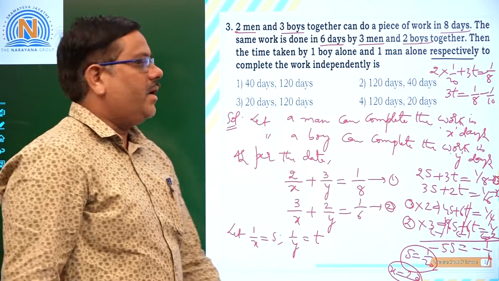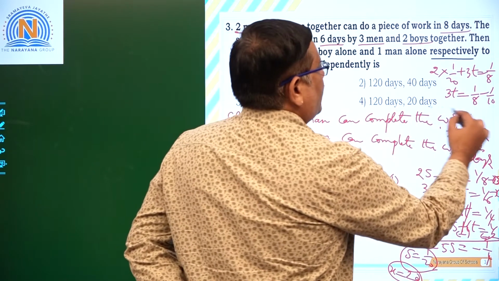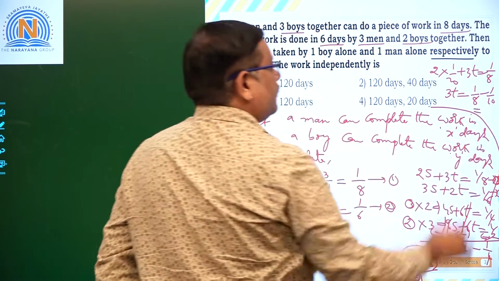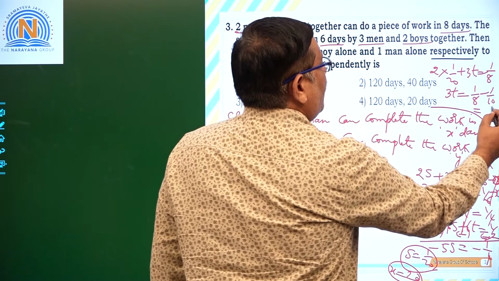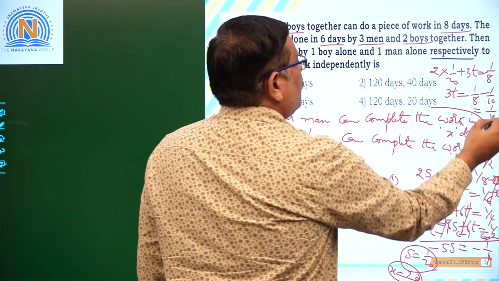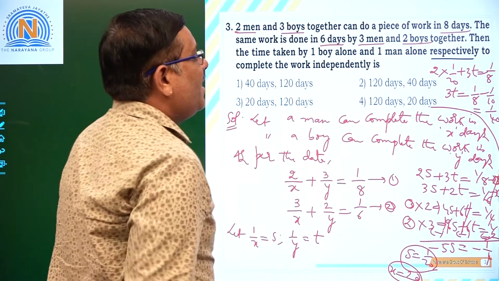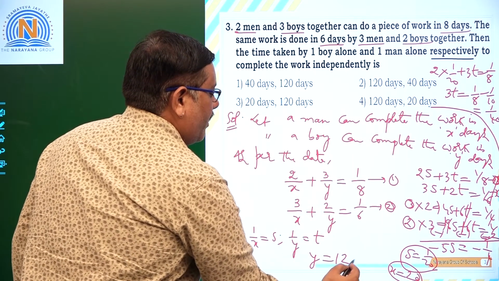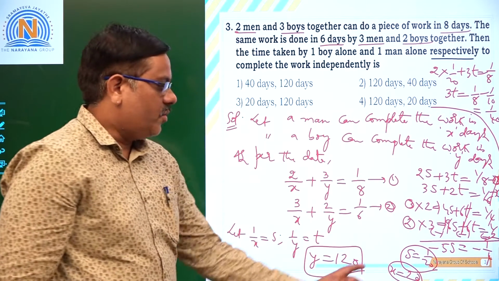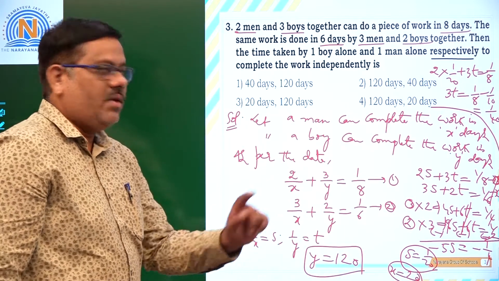2 by 20 is 1 by 10. So if you take the LCM, for 8 and 10 the LCM is 40. So here 5 minus 4, that is 1 upon 40. So t value will be how much? 1 by 20. If t is 1 by 20, what about y? Y will be 120. So x value we got as 20 and y value we got as 120.